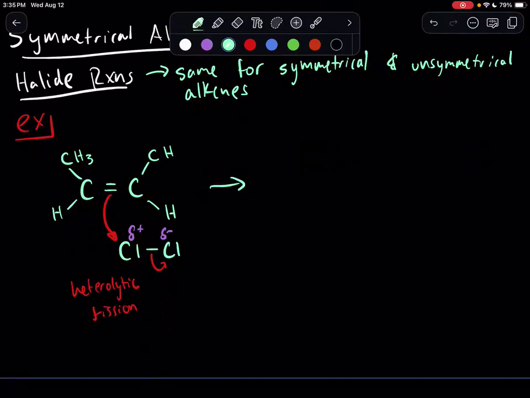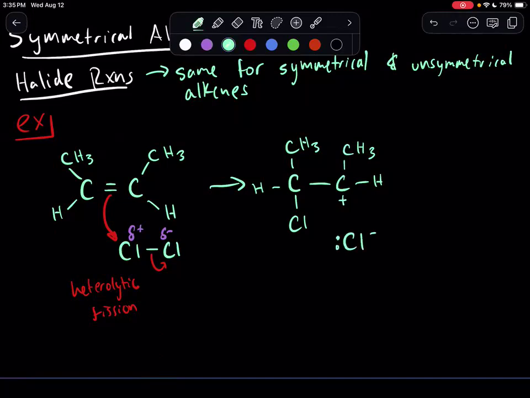When that heterolytic fission occurs, we get an intermediate. This intermediate is going to have the chlorine that it just created a bond with, but we also form a carbocation. And so here we have our carbocation, which will be somewhat close to that chloride ion we just formed. That chloride ion is then available for a nucleophilic attack on that carbocation, eventually producing our final product.